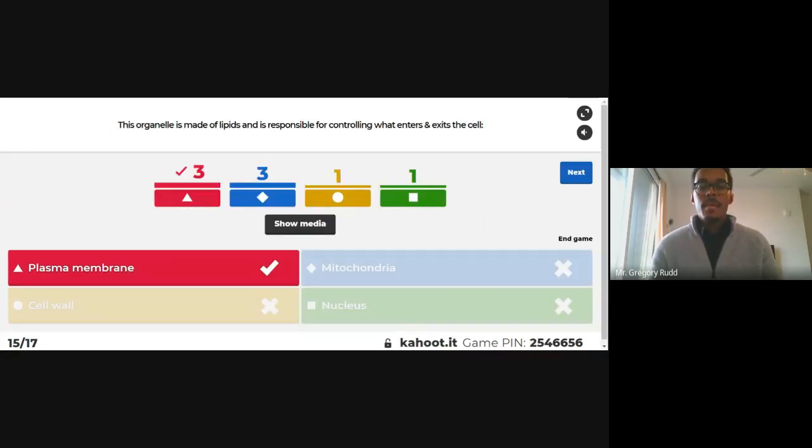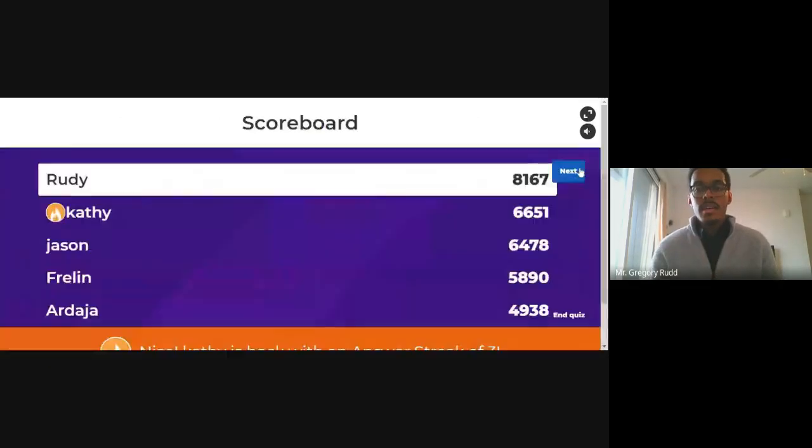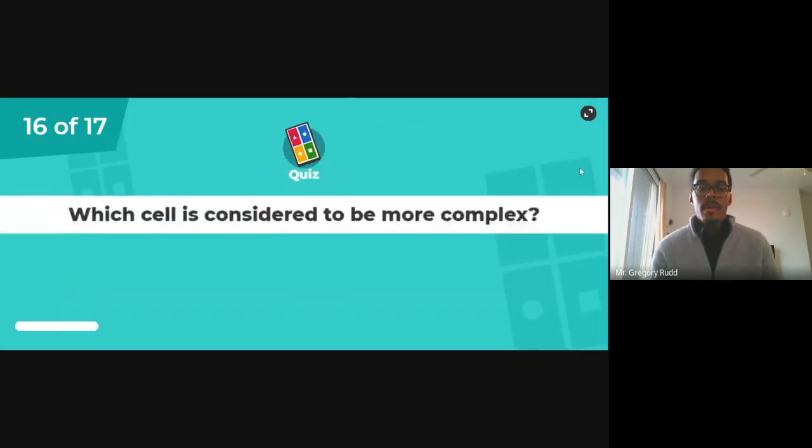Good. That's the plasma membrane. The plasma membrane, also known as the cell membrane, is responsible for controlling what comes in and out of the cell. I can see if you said nucleus why you would say that.